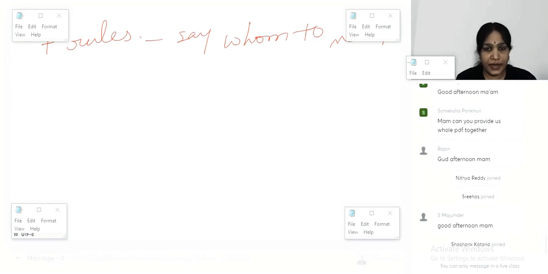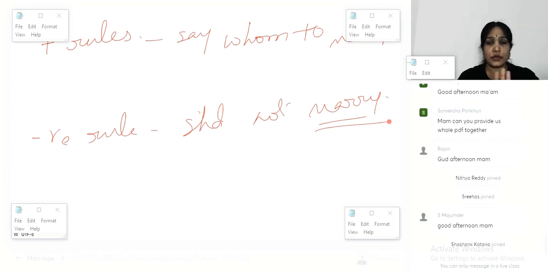For example, imagine your own case or some of your friends' case. If the rule is in the form of you have to marry this boy or you have to marry this particular girl, then it is called a positive rule. Negative rule means what? Negative rules mean you should not marry.